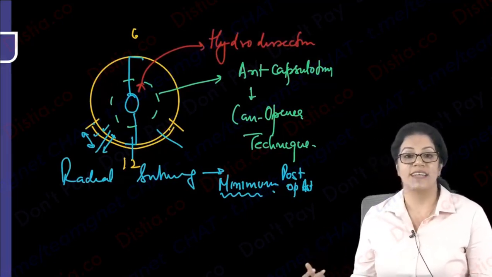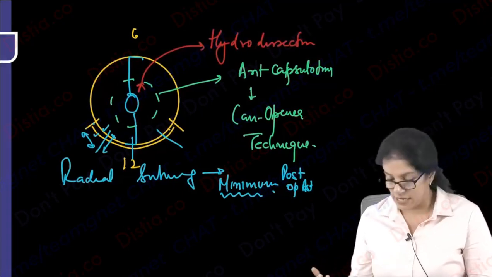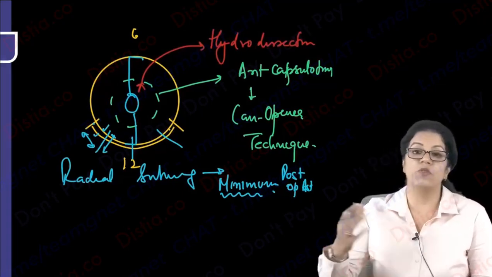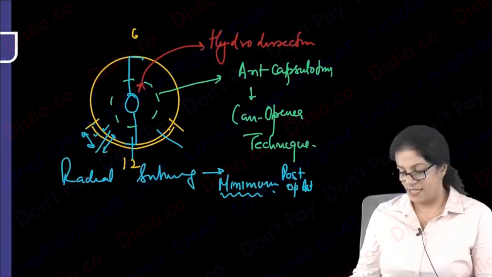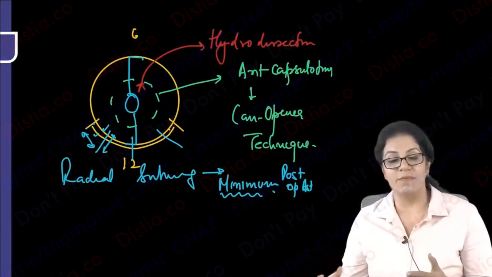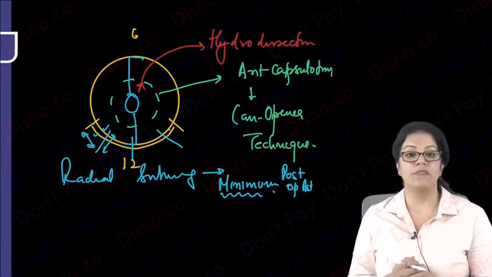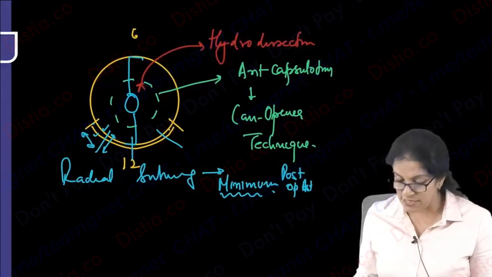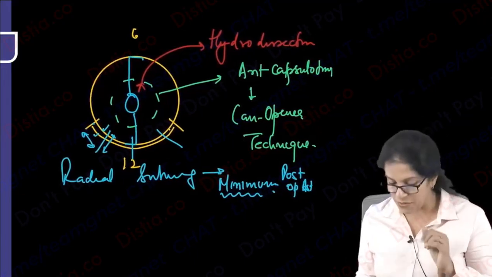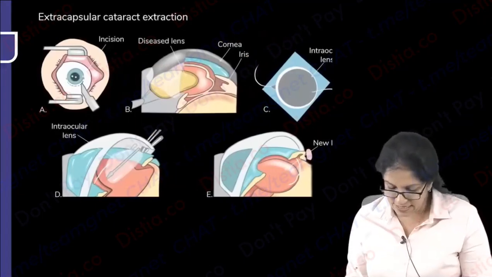So what is the next step or the next option if I want no post-op astigmatism? If you don't want any astigmatism, go for small incision cataract surgery. So that would be our third topic, small incision cataract surgery. But before that, okay, so this is what we are doing.